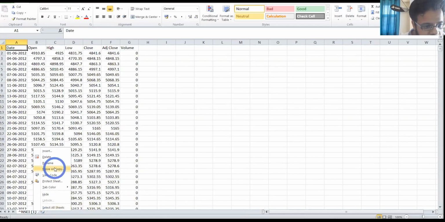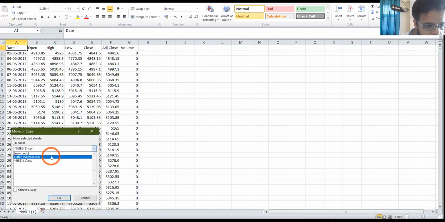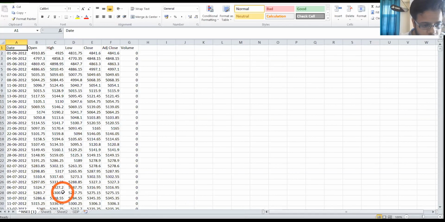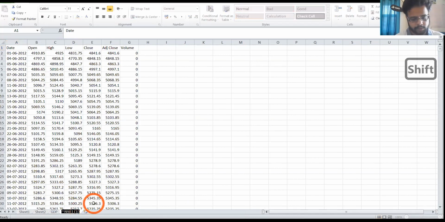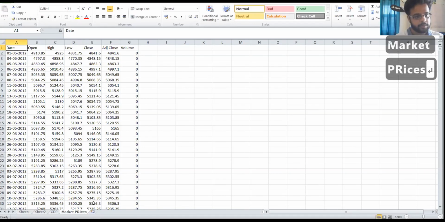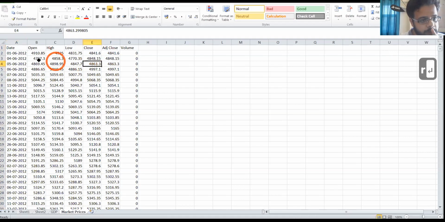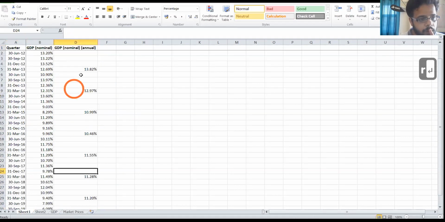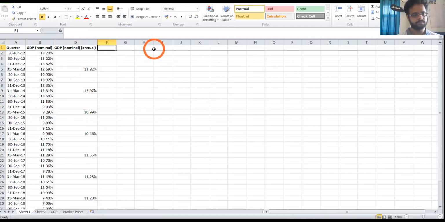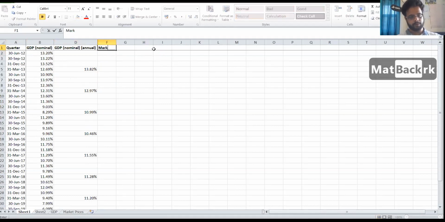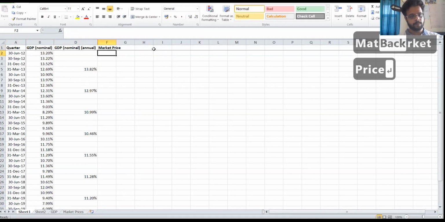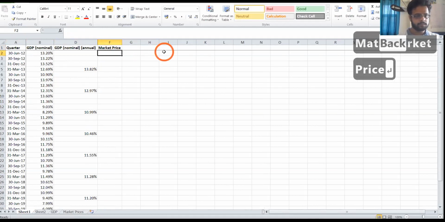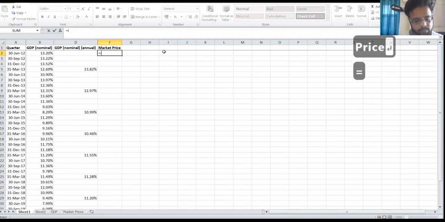First, I'll just take this sheet. I'll move it to my Buffett indicator sheet, so I'll have just one sheet to deal with. And I'll call this market prices. So I'm going to take the closing value, and I'm going to take the market price. This is again a nominal value.